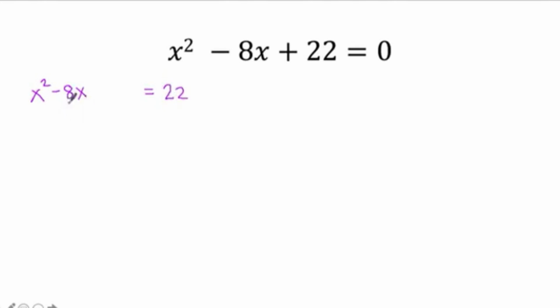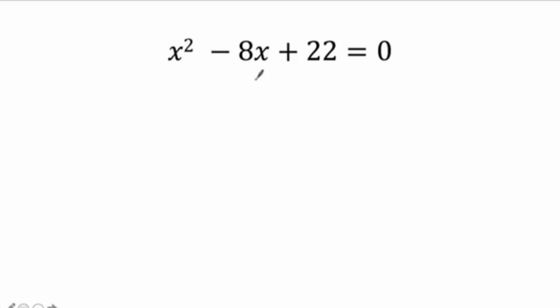We get 1/2 of 8. What is 1/2 of 8? It's 4. And then you square it to get 4 squared, and then add 4 squared here also. And then this is now a perfect square trinomial. So let's factor this into a square of a binomial. We have x for the first term, copy the minus sign, get the square root of 4 squared, so we have 4 equals 22 plus 16.